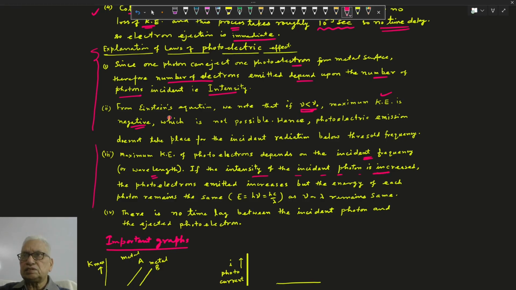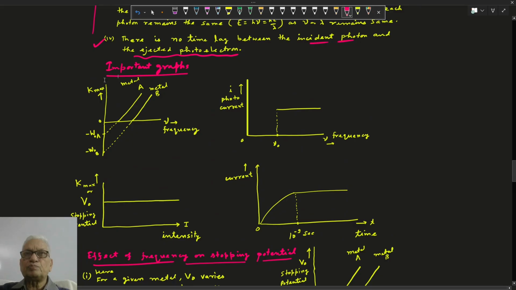If intensity increases, there is no change in the stopping voltage, because stopping voltage does not depend on the intensity. It depends only on the frequency, and there is no time delay between the incident photon and the ejected electrons, called photoelectrons. There are some important graphs here between the maximum kinetic energy and the frequency.